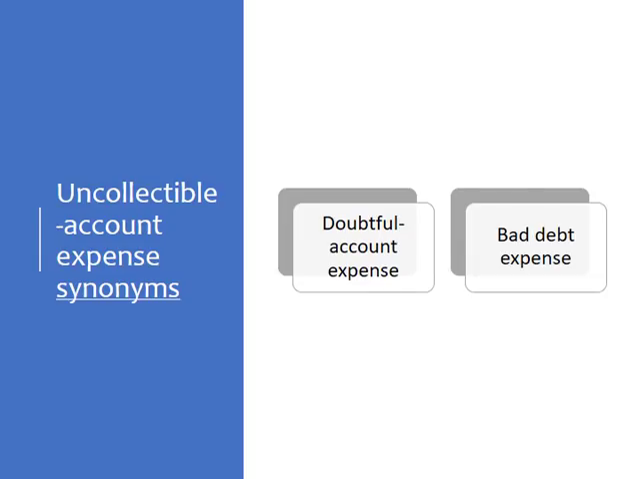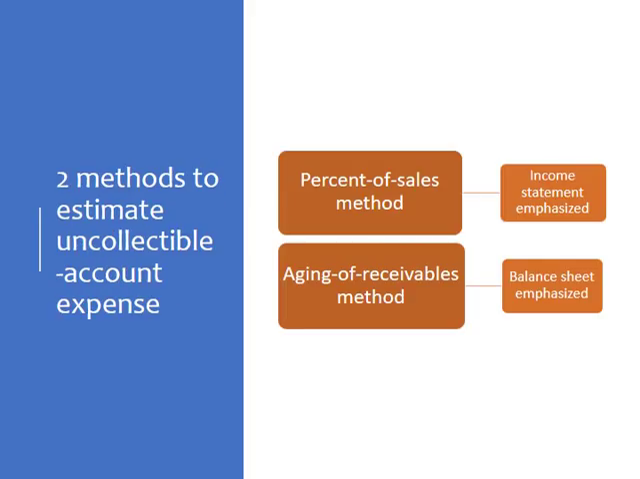We are going to be talking about uncollectible account expense, which exists because not all customers will pay what they owe. Two other terms for uncollectible account expense are doubtful account expense and bad debt expense. Due to the matching principle, we have to estimate the amount of uncollectible account expense because we don't know in advance who will not pay their invoice. We want to match the uncollectible account expense with the related sales.